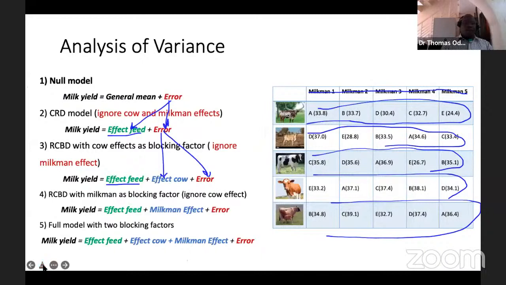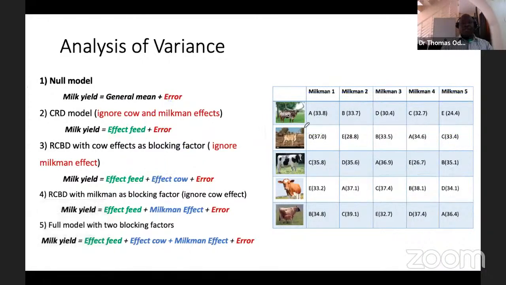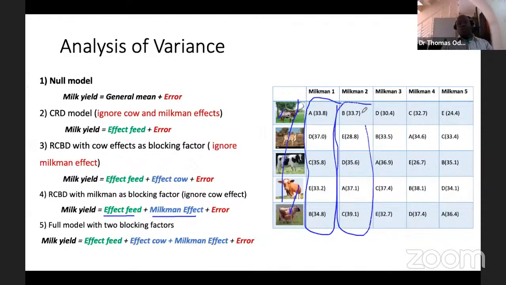Then our model number 4, which I'm still going to wrap up: we assume now that the feed effect is there and the milkman effect is there. We ignore the cow effect, so we assume that the cows are all the same. So this is our model. This is our block number 1, block number 2, block number 3, block number 4, and block number 5.